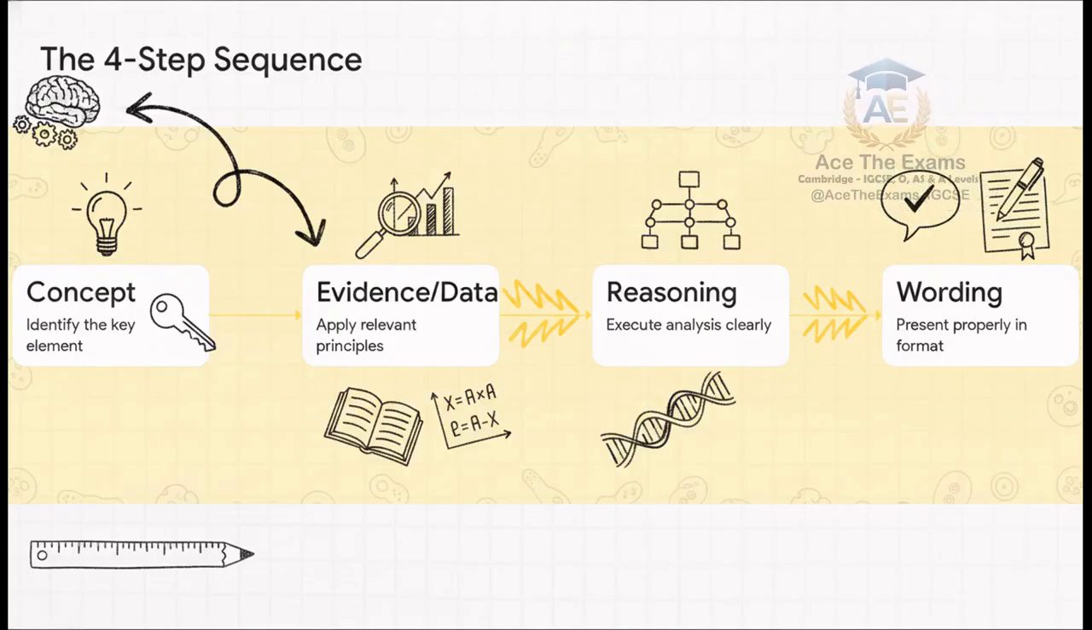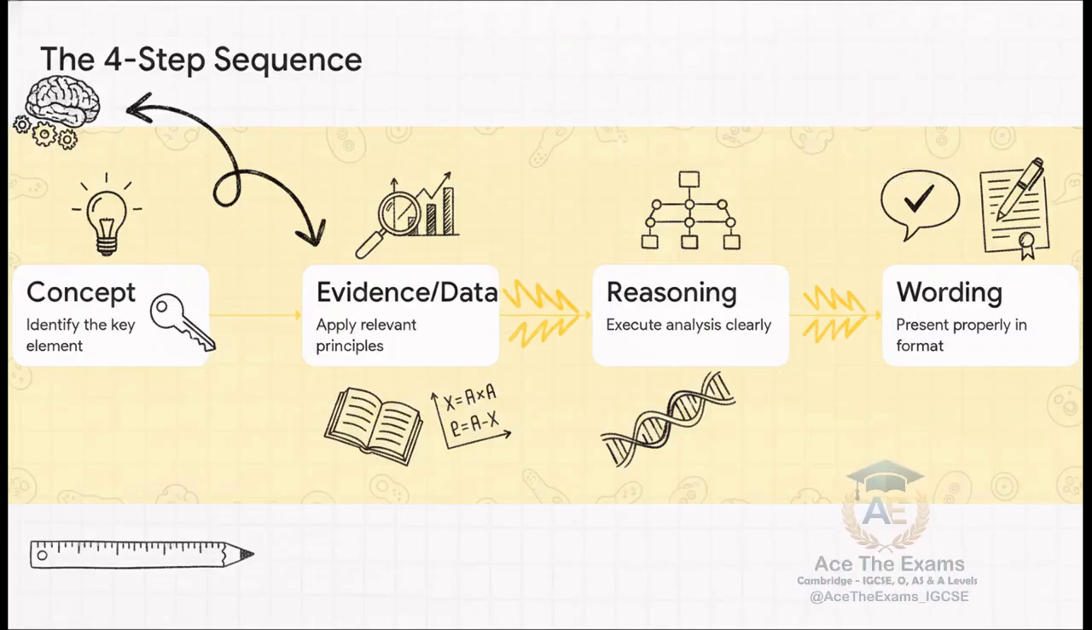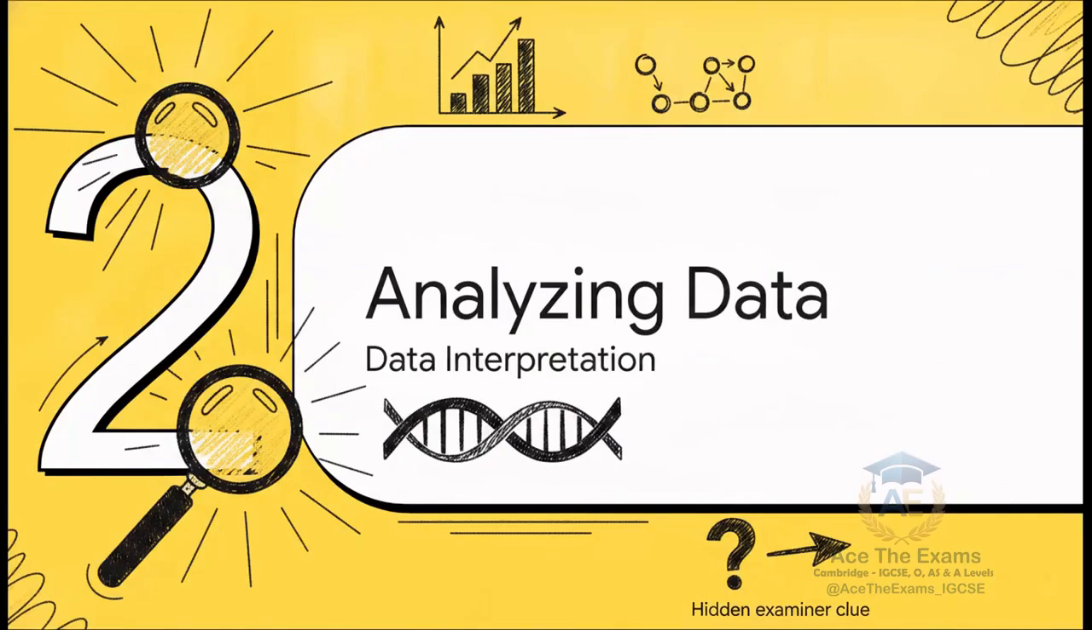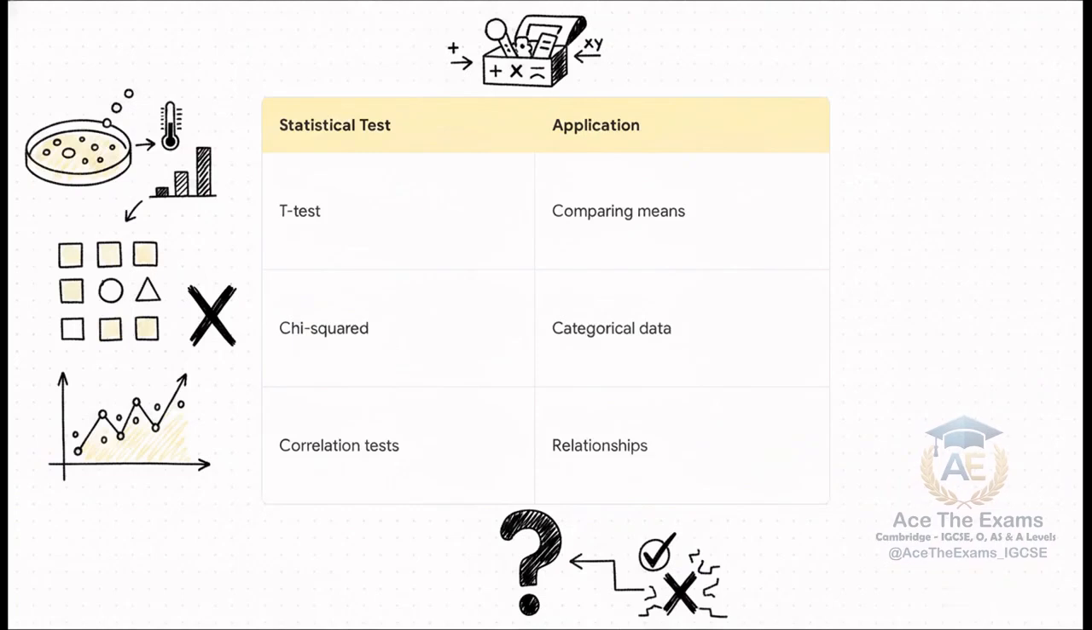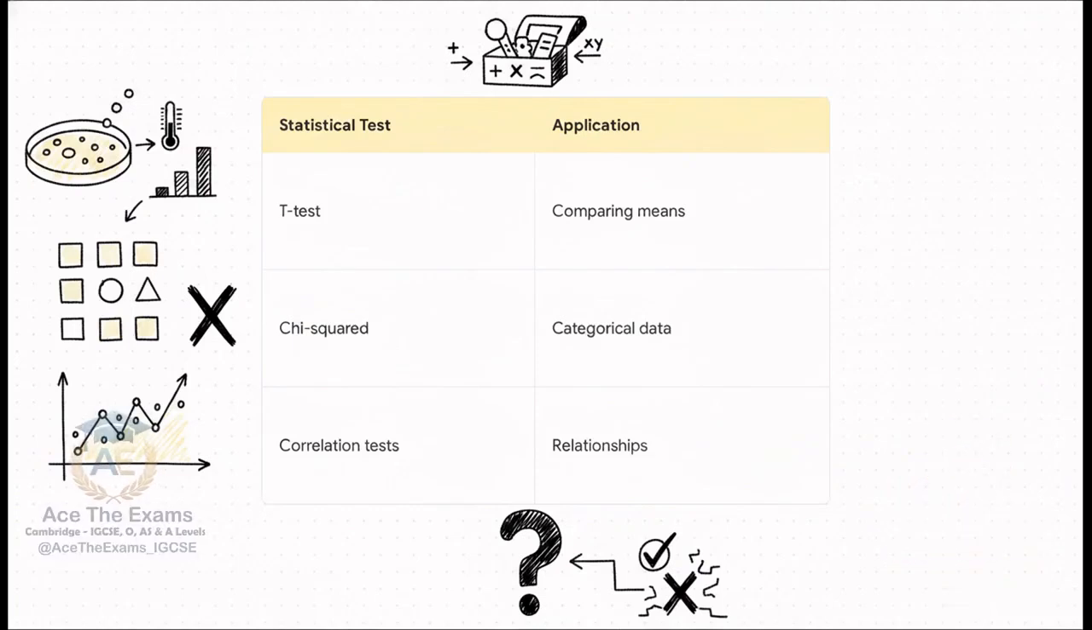In a minute, I'll show you a hidden examiner clue that completely flips how you should answer these. But first, let's see how this 4-step strategy applies to evaluating data. Let's move on to Section 2, Analyzing Data and Evidence. Okay, so data interpretation skills here are absolutely critical. You have to know which statistical tool to pull from your toolkit because the syllabus is incredibly unforgiving about this.